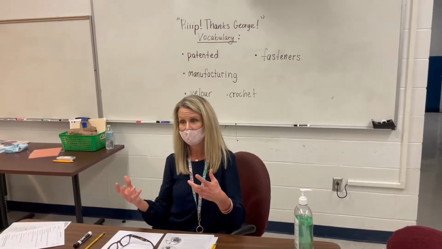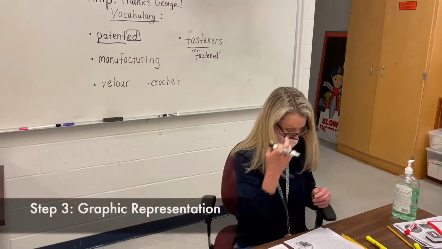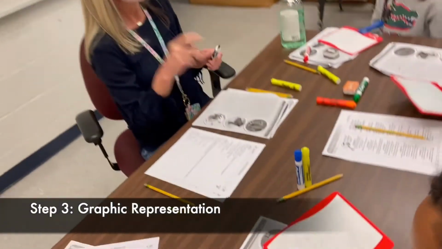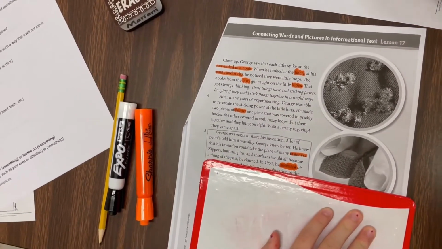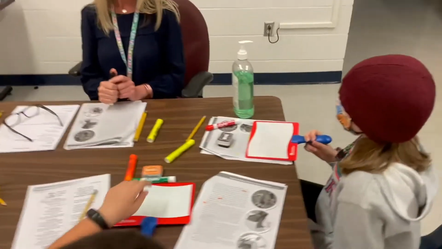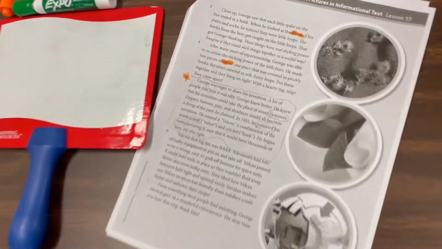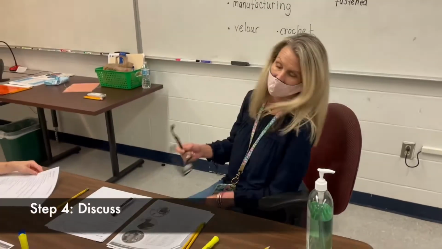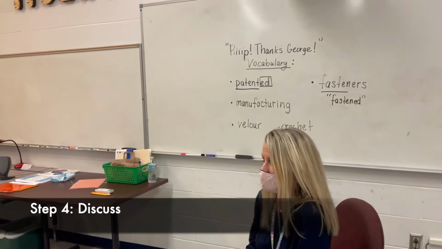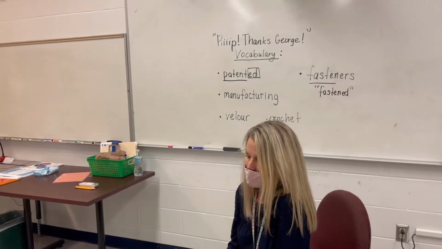All right, so who can tell me what is a fastener? Like a zipper, button. So Step 3. Show. Ask students to construct a picture, symbol, or graphic representation of the term. Students here, instead of drawing a picture of their own, are connecting the vocabulary word with the images present in the informational text. Okay, so do we have any clues in there that help us know what that word patent means?